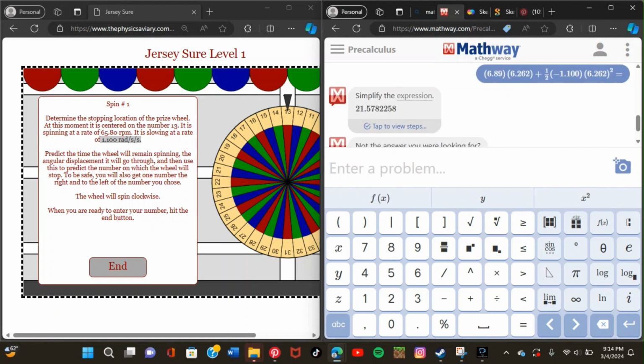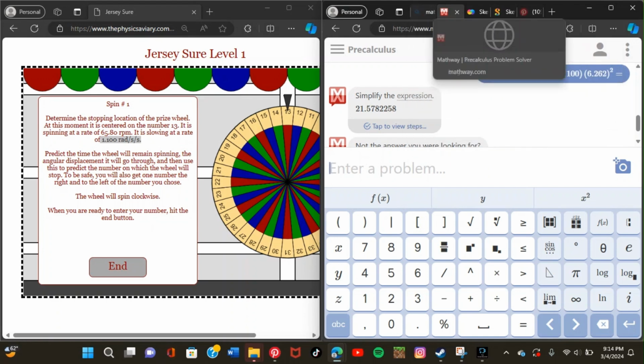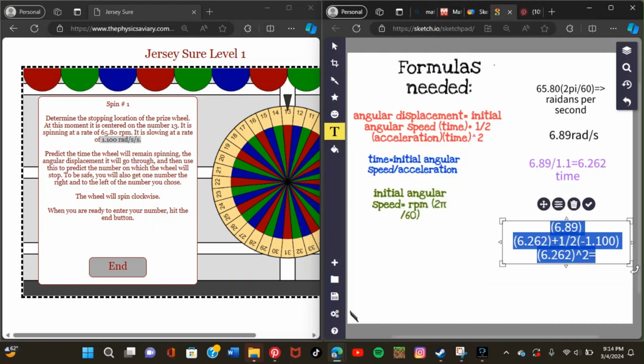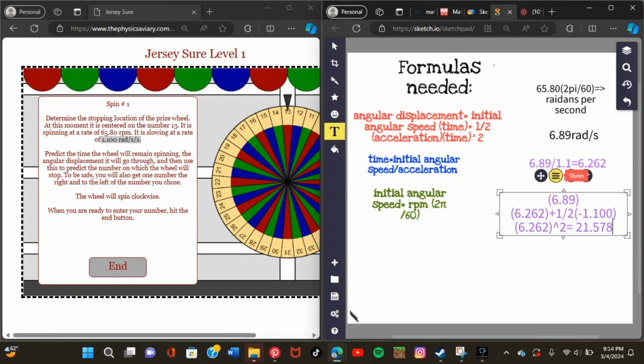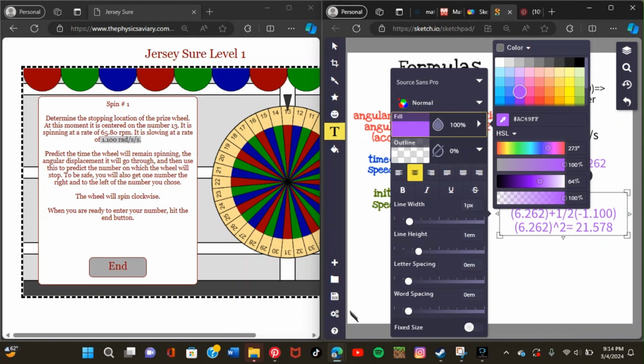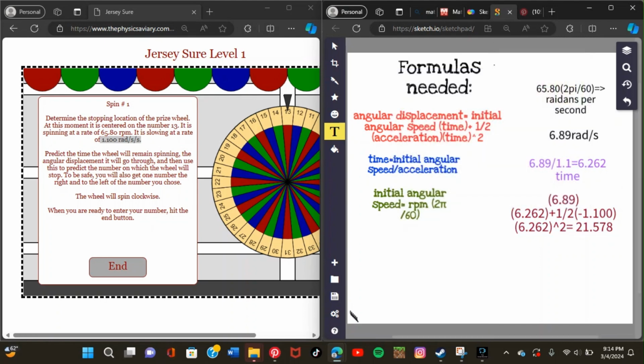Okay. So this is our angular displacement, 21.578. So 21.578 is our angular displacement. Let me color it. Do a dark color. I'm gonna do this one. And so we have found our angular displacement, right?